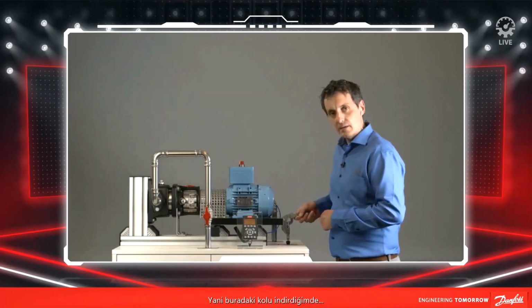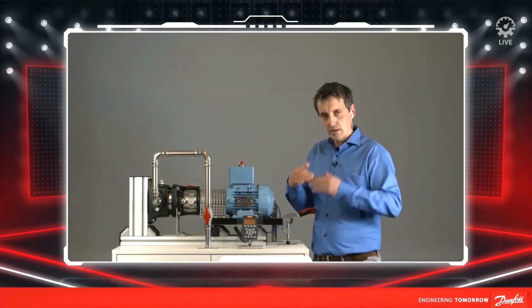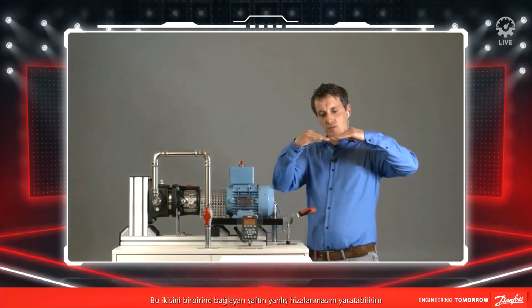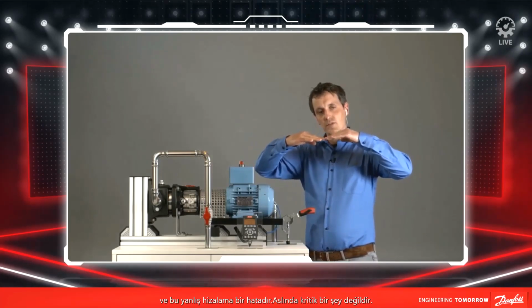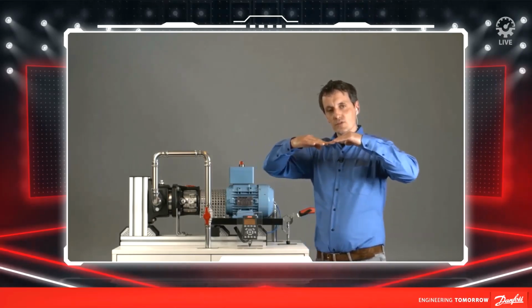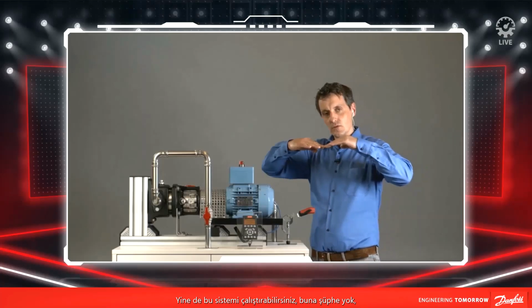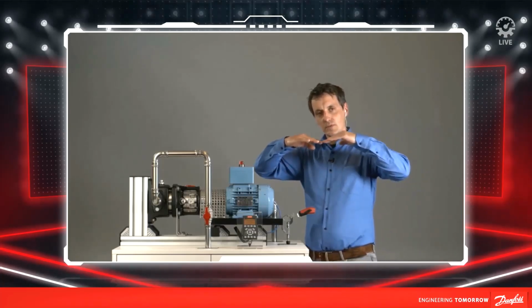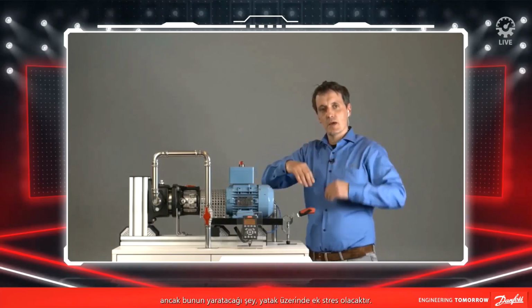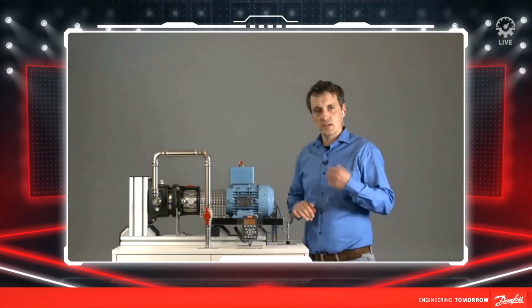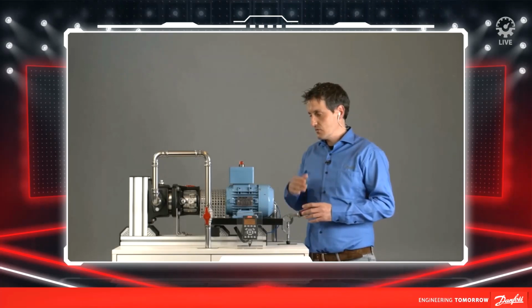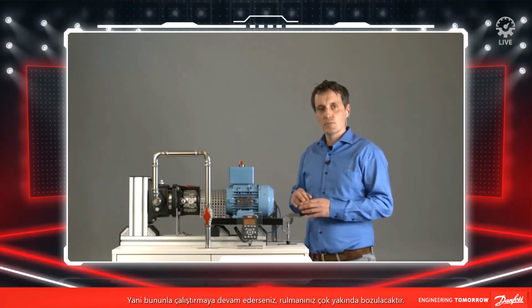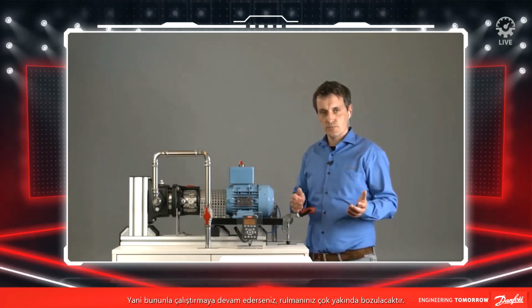So when I press this handle here, I can actually create a misalignment of the shaft, which is connecting these two. And this misalignment is a fault, but it's not actually a critical thing. You can still operate this system, no doubt about that. But what this will create is additional stress on the bearing. And this will accelerate the wear out of the bearing significantly. So if you would continue running with this, your bearing will break very soon.